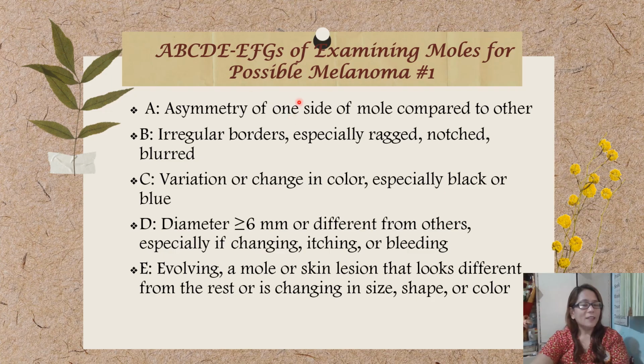Okay, so again, this is the A, B, C, D, E, and EFGs of examining the moles for possible melanoma. Again, A stands for asymmetry of one side of the mole compared to the other side. B, irregular borders, especially ragged, notched, or blurred. C, variation or change in color, especially black or blue. D, diameter, greater than or equal to 6 mm or different from others, especially if changing, itching, or bleeding.